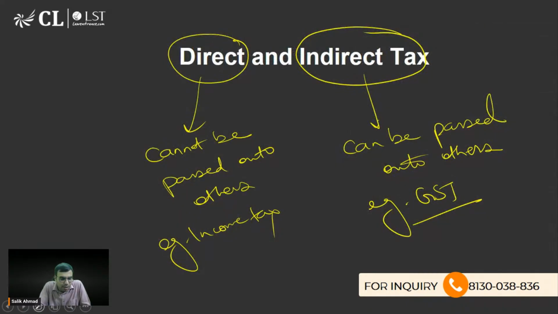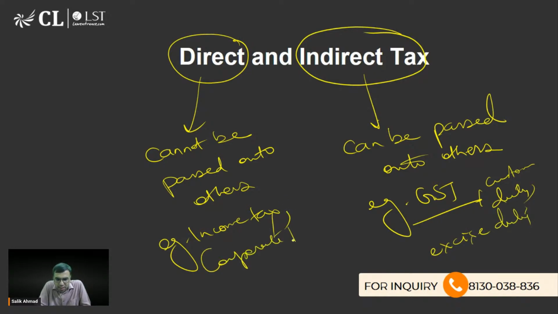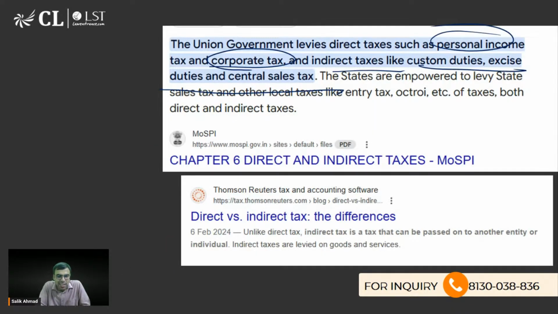ठीक है, जितना भी excise duty हुआ ना, custom duty, excise duty, so these will come here. And income tax and corporate tax both are more or less same thing, एक ही पैटर्न पर है. So these are direct taxes. Now what is the meaning of that? इसका मतलब क्या हुआ कि पास नहीं कर सकते हैं ना.